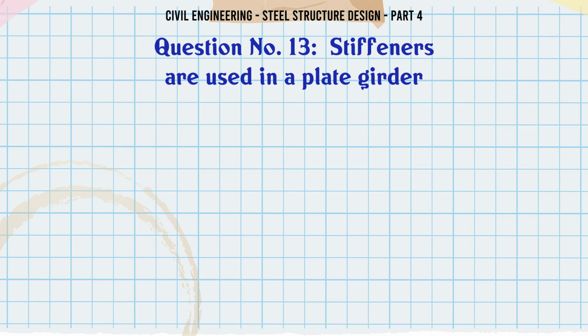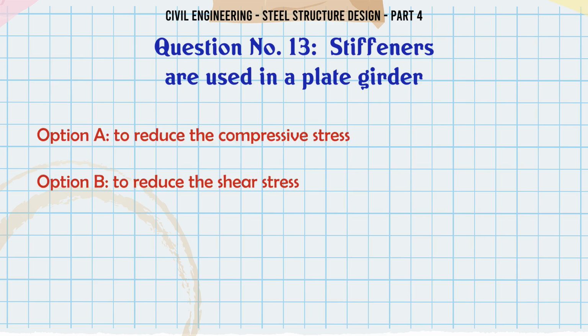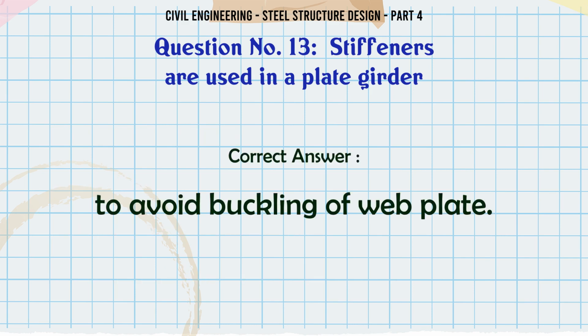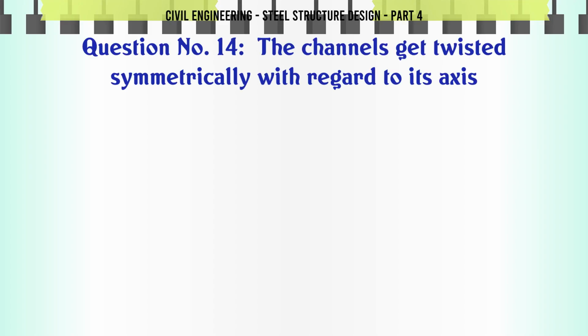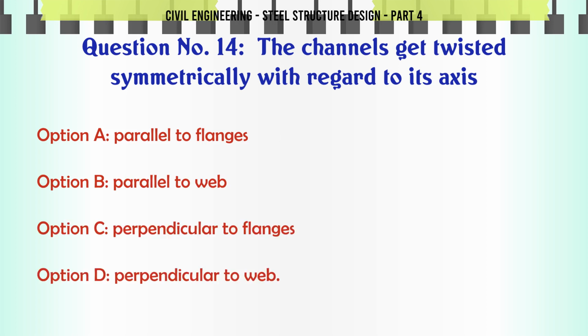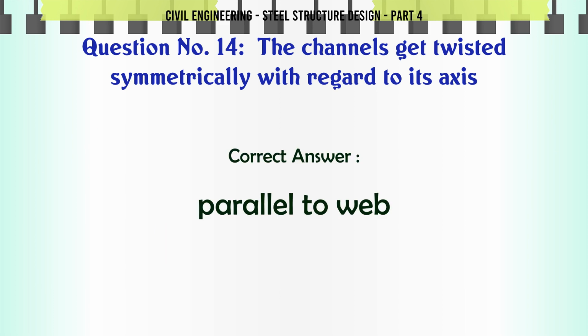Stiffeners are used in a plate girder A) to reduce the compressive stress, B) to reduce the shear stress, C) to take the bearing stress, D) to avoid buckling of web plate. The correct answer is to avoid buckling of web plate. The channels get twisted symmetrically with regard to its axis A) parallel to flanges, B) parallel to web, C) perpendicular to flanges, D) perpendicular to web. The correct answer is parallel to web.